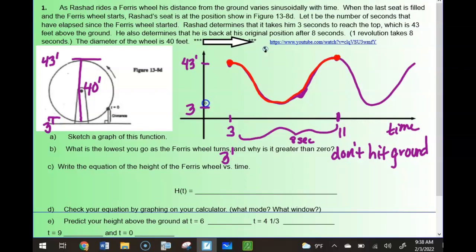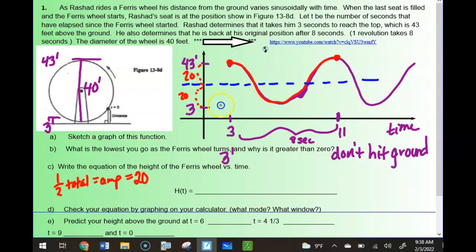So halfway is the amplitude, okay? Half of the total distance is the amplitude, because it's how far above and below. So what is the amplitude? Everybody good? 20 is the amplitude. So what would the line be? 20 above here and 20 below here. Everybody good with what I'm talking about? So the midline is 20 units above, and then another 20 up to the top puts the midline at 23.